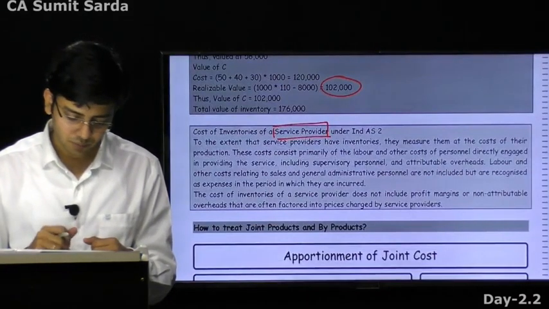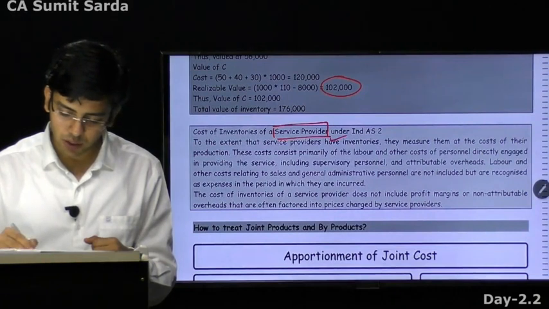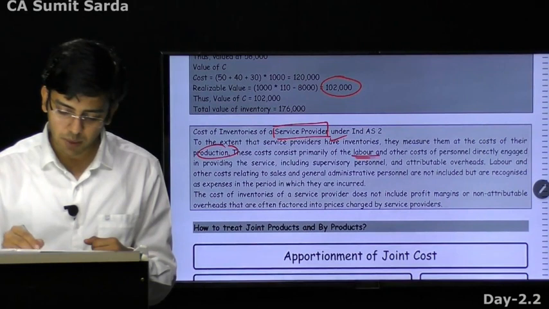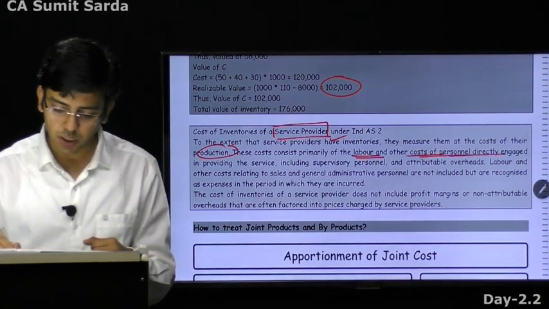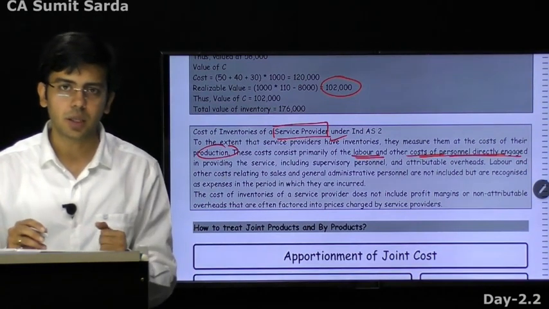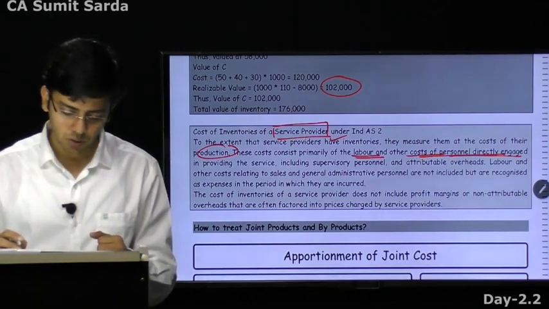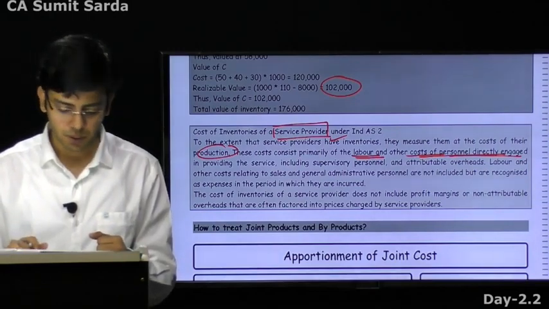Okay. To the extent service providers have inventory, they measure it at cost of production. These costs primarily are labor cost and other cost of personnel directly engaged. So we have seen the architect. There can be other labor costs as well. Okay. And there can be other overheads as well.